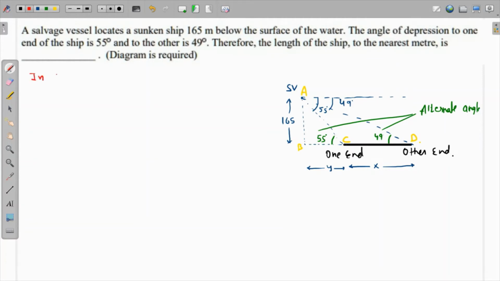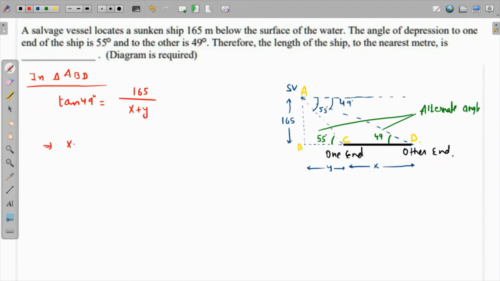First, we are working on triangle ABC. In fact, let's try to do the same thing in triangle ABD rather. ABD is the bigger triangle, and we need to find x. In this triangle, using tan of 49 will be a good choice, because tan of 49 will relate the opposite and adjacent, and opposite is known to us, and the adjacent has x, which we have to find. But remember that adjacent is BD, which is x plus y.